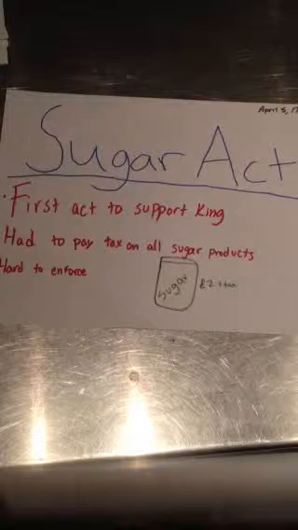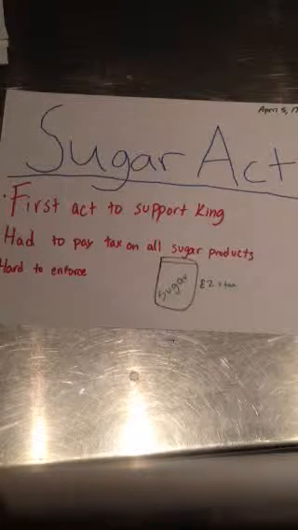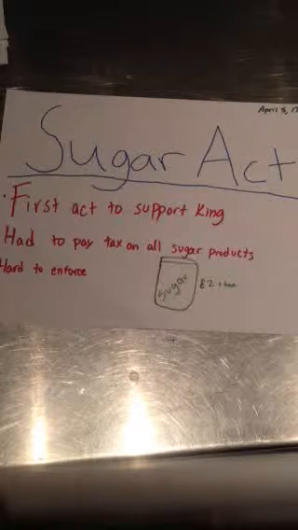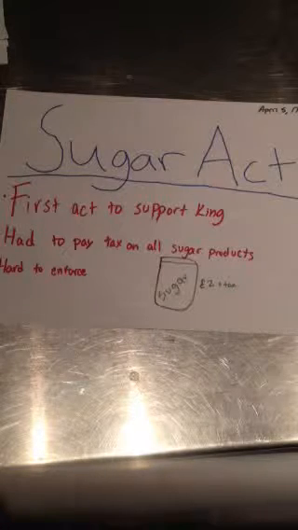The Sugar Act was the first act to be put on us, and it said that all colonists had to pay a tax when they bought sugar products, but it was pretty hard to enforce.